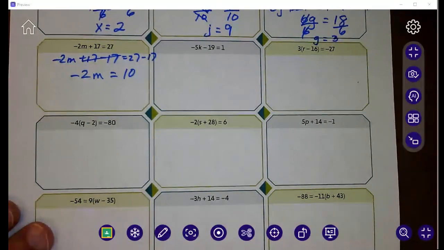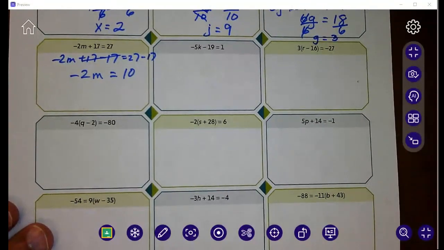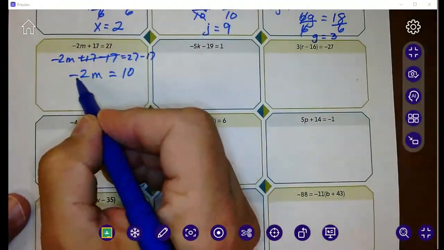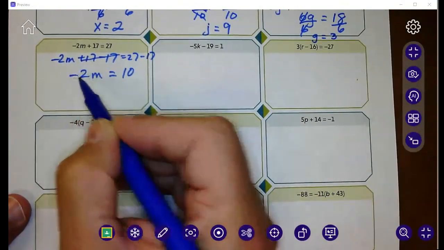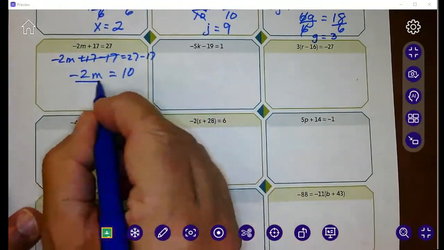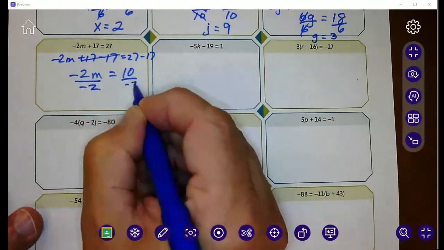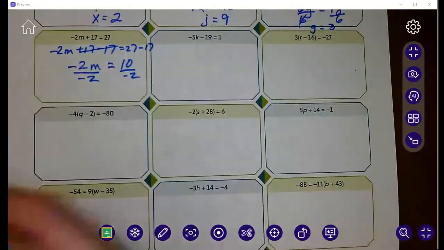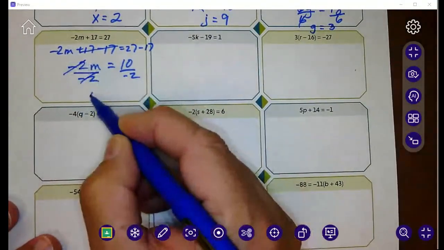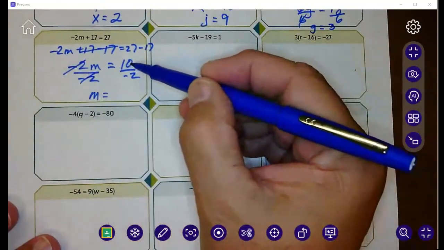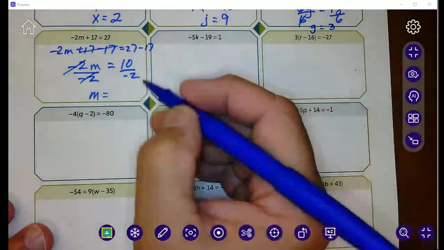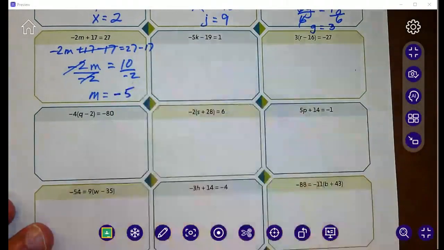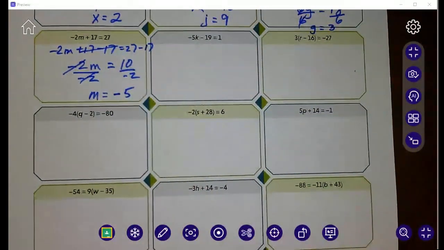Okay, correct. It's a negative 2 that we need to divide both sides by because there's a negative sitting there. We got to get rid of everything that's over there. If we just divide by 2, we still have a negative left over. So we have to divide by negative 2, so that the negative 2's divide out, and then we have 10 divided by negative 2. 10 divided by negative 2 gives us negative 5.